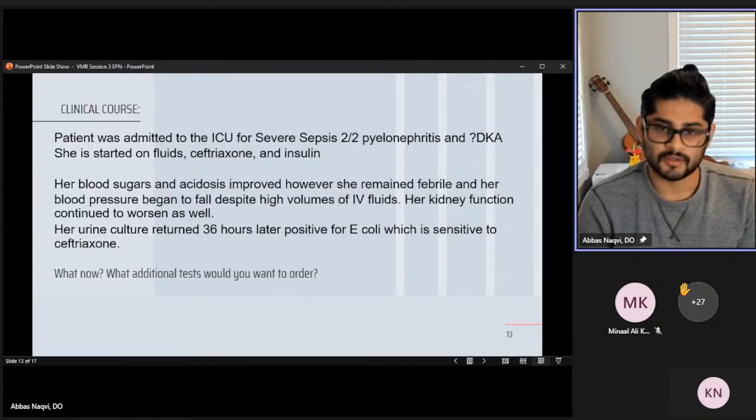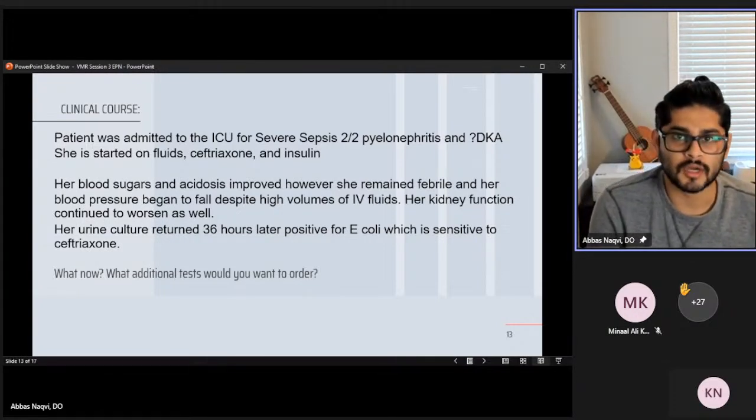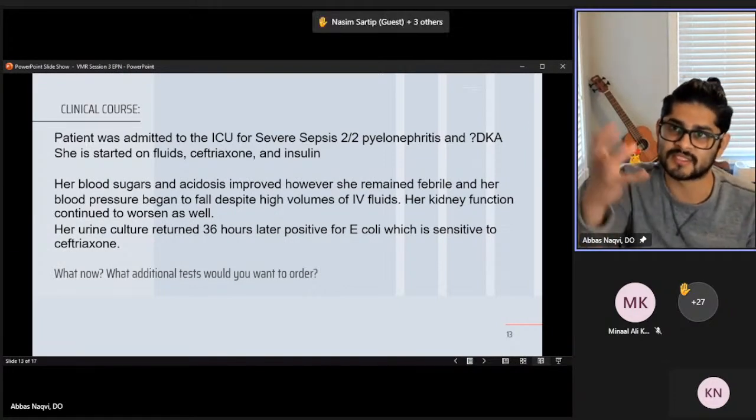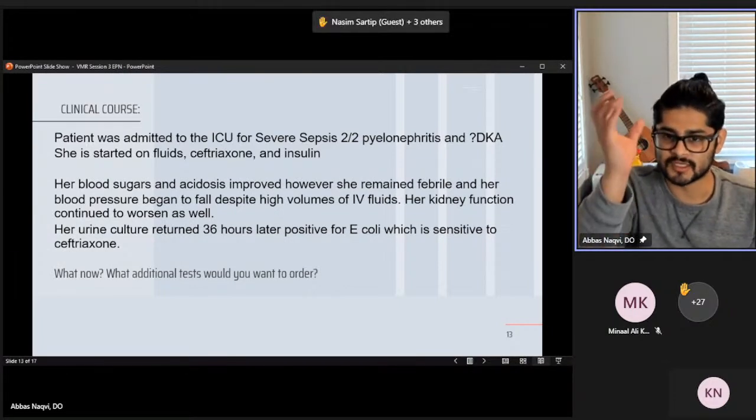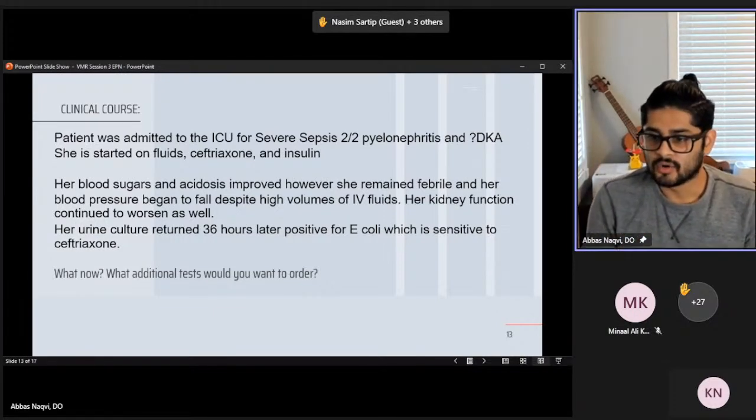So absolutely. We want to get some imaging, see if there's a stone, because if there's a stone and things aren't able to drain, well, you're not getting anything out, right? Basically, it's kind of like an abscess. Things just aren't getting better because they're staying in there. They're not able to drain out. So absolutely.